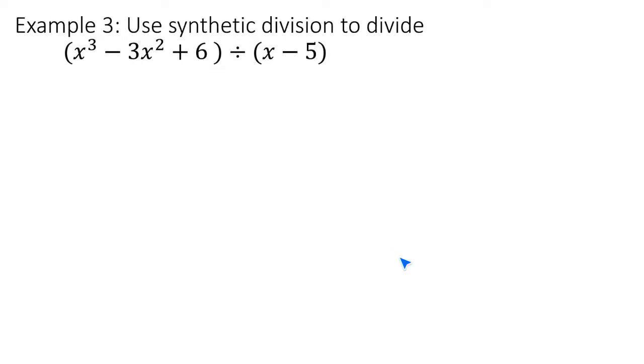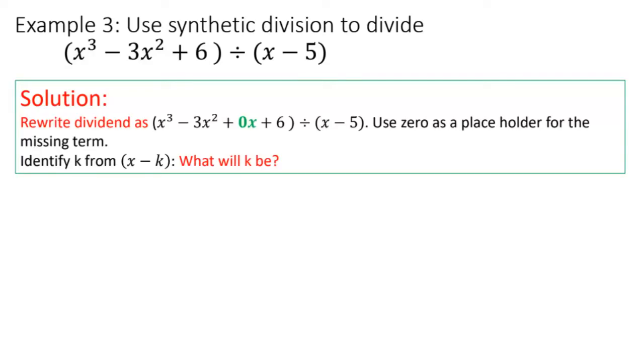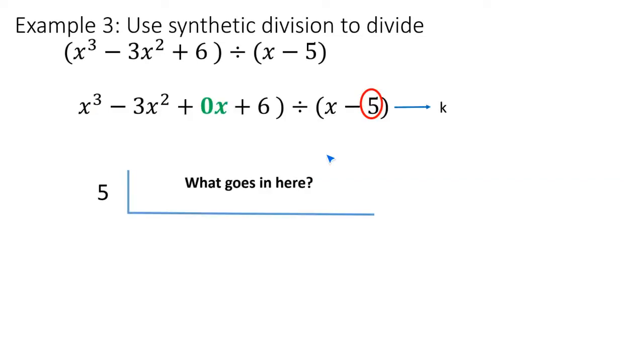Let's try one more. So here our k is going to be 5 or negative 5. What do you guys think? 5. Okay. So that is correct. We're going to use 5. So here's going to be our 5.